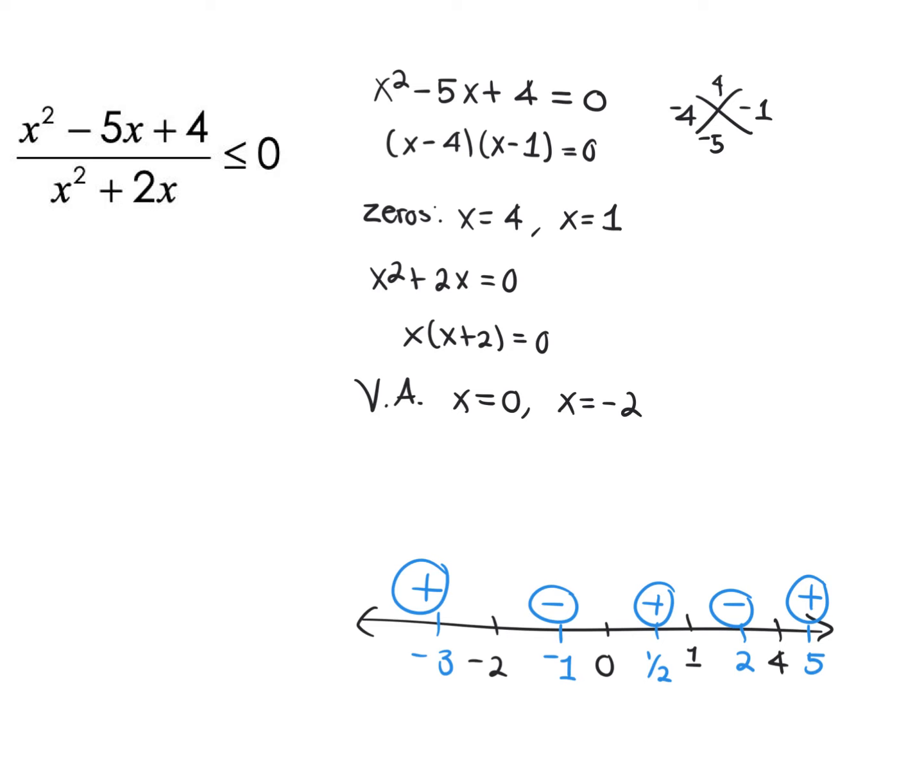So then we want when f of x is less than or equal to 0, that's going to be from only including the values negative 2 to 0, union 1 to 4. And we don't include negative 2, and we don't include 0.